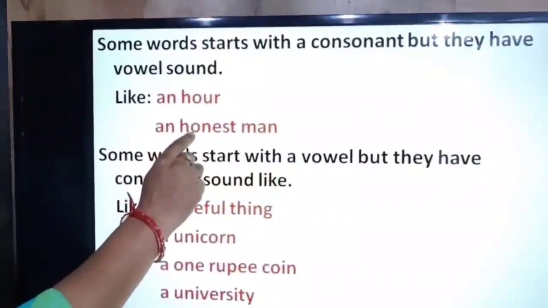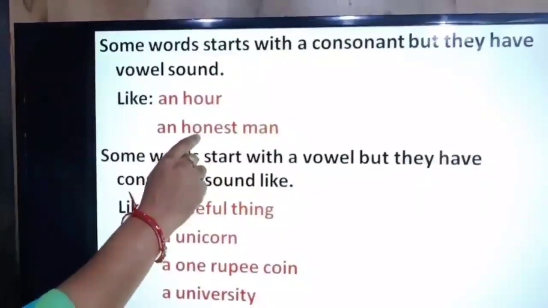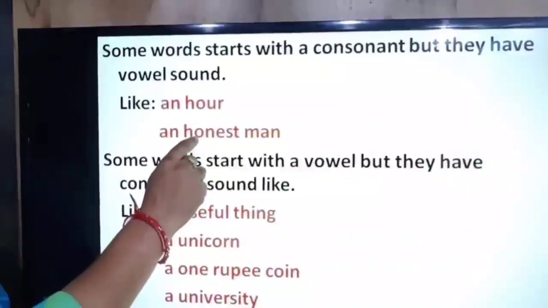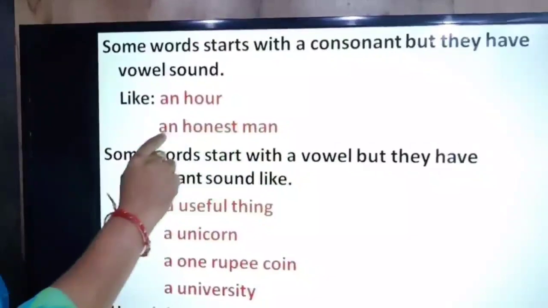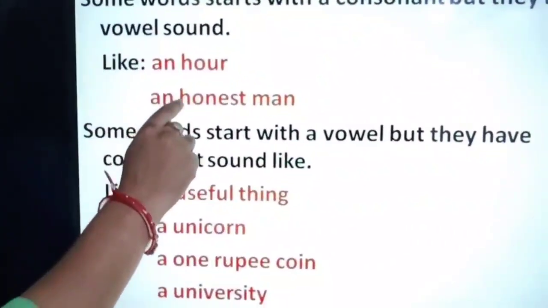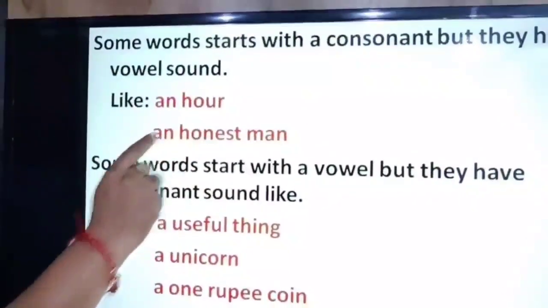Another word has the spelling H-O-N-E-S-T. It is "honest", not "honest" with an H sound. So its sound begins with O. Honest man. So we'll write an honest man. We'll go for the sound of the letter, not the consonant letter which is at the beginning.